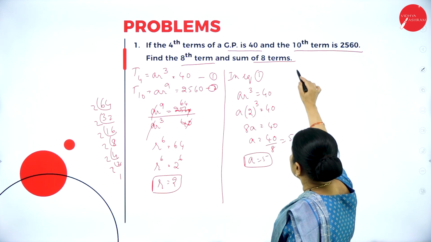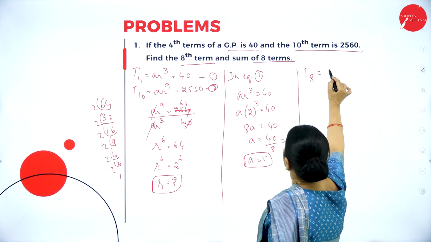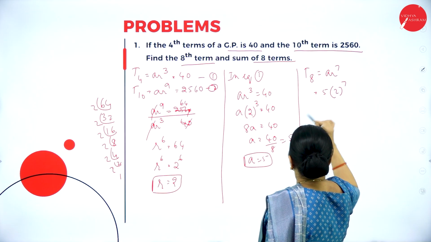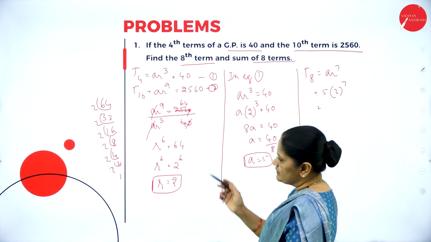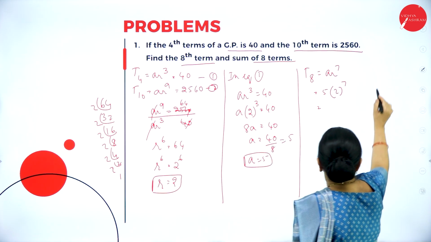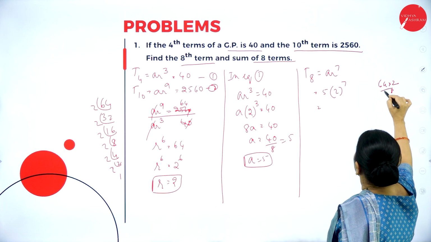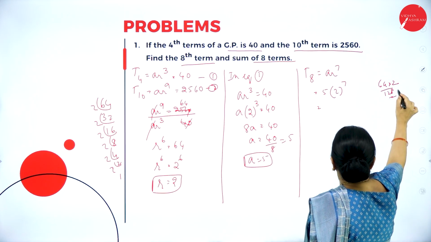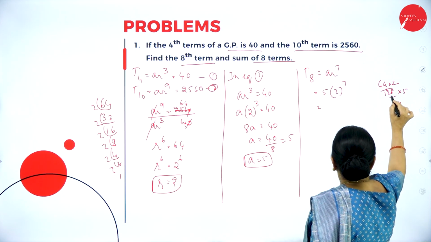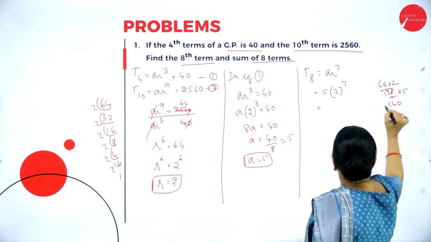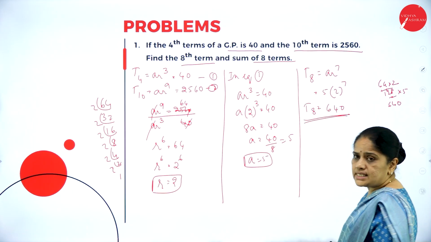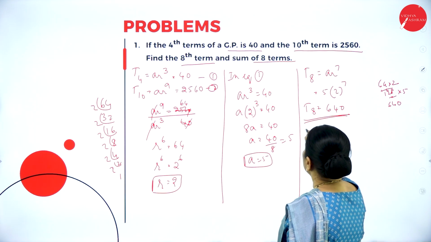Now find the 8th term. So T8 will be AR to the power 7. So 5 into 2 to the power 7. 2 to the power of 6 is 64. 64 into 2 is 128. So 128 into 5 is 640. T8 equals 640.